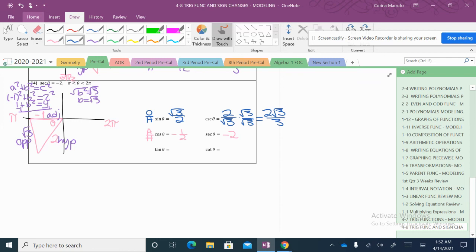For the tangent, our tangent is going to be opposite over adjacent. Okay, so opposite is the square root of 3, and my adjacent side is -1. Okay, so if we simplify this, this would just be the negative square root of 3. But when we take the square root of 3 over -1, we flip it for cotangent, and it's -1 over the square root of 3. Now again, we're going to have to rationalize that one because we can't have a square root on the denominator, so I'm going to have to multiply the top and the bottom by the square root of 3. And this gives me the negative square root of 3 over 3.